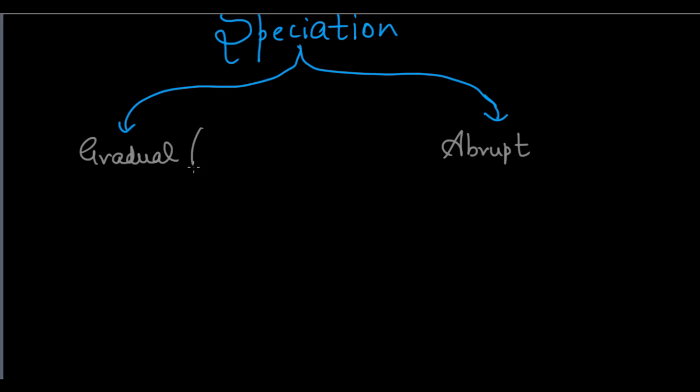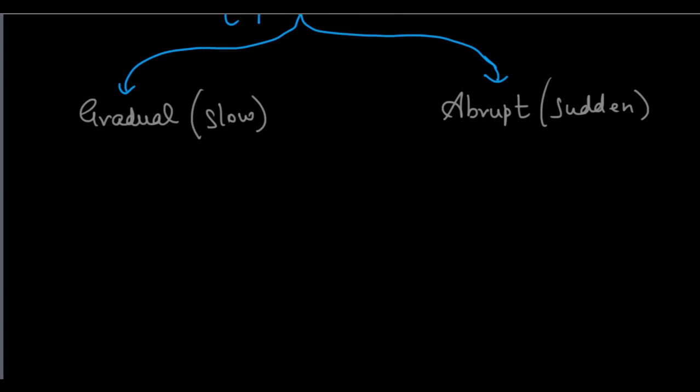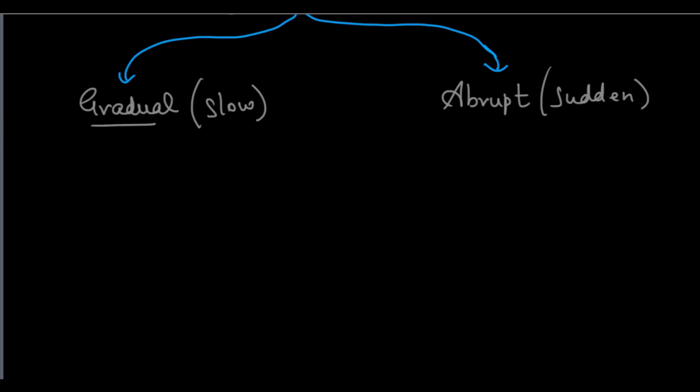Gradual is basically a slow process. That is, speciation is taking place slowly, at a relatively lower pace. It is not taking place really fast. Abrupt is very sudden. When there is a sudden creation of a species, that is abrupt speciation. Let us have a look at each of them. Let's have a look at gradual speciation first, which is a slow form of speciation taking place slowly over time. Now, this again is of two kinds: allopatric gradual speciation and sympatric gradual speciation.